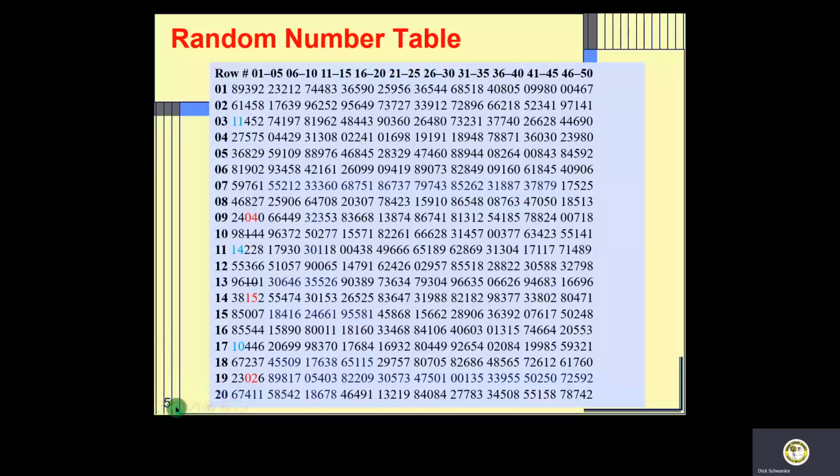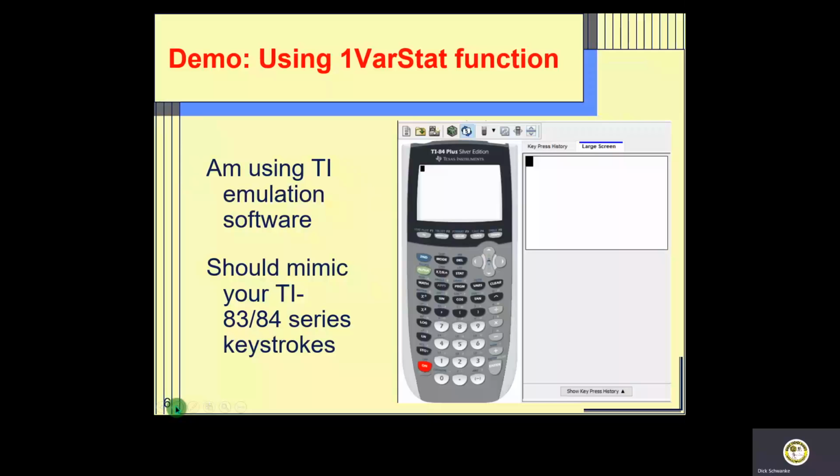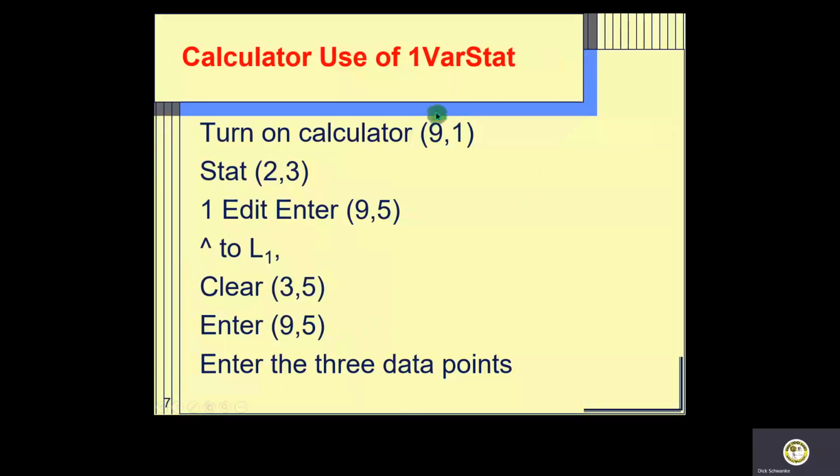Now the first one in blue, 11, 14, and 10. The second one, 4, not using the 14 or the 10, then 15 and 2. Now for this demo, I'm going to use some emulation software rather than trying to film my hand on the camera, but it should mimic your keystrokes exactly. On this, I've listed where to find the key because that's a bunch of the problem.